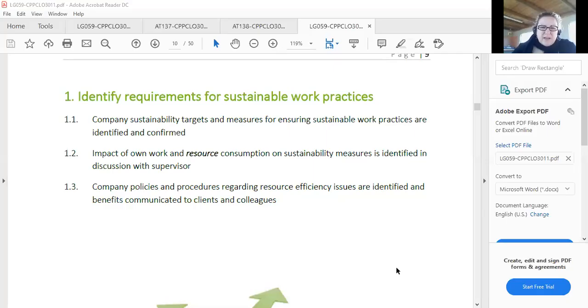Okay, so let's get stuck into the actual heart, the crux of this unit. We're back over here. Okay, so identify the requirements for sustainable work practices. Now, at the beginning of every single unit, it tells you what you're about to learn. Okay, so there's 1.1, 1.2, 1.3, and that's just the parts of this chapter. This is chapter 1.